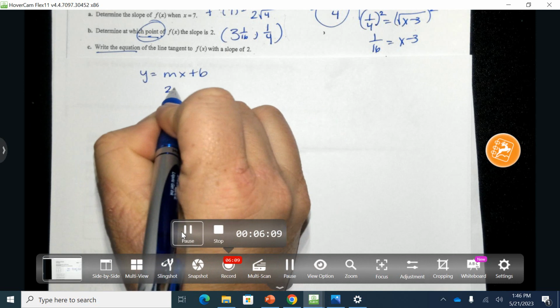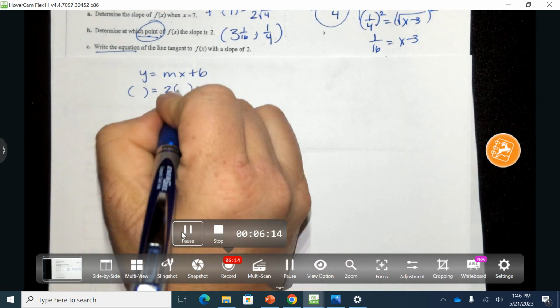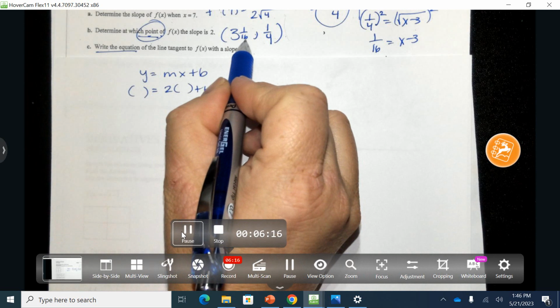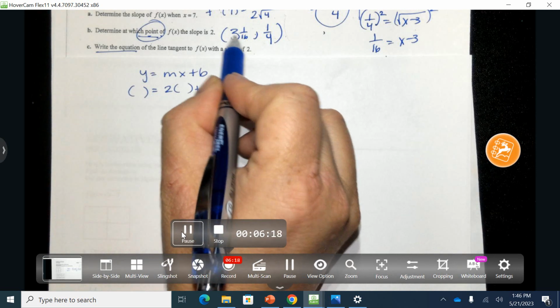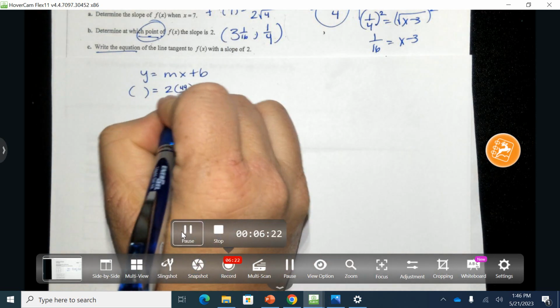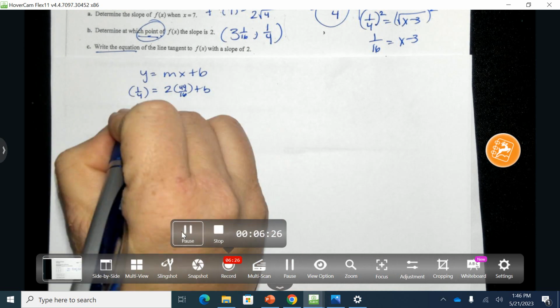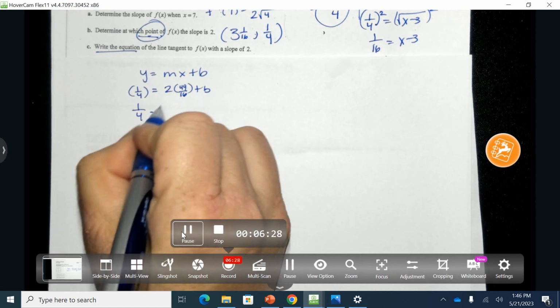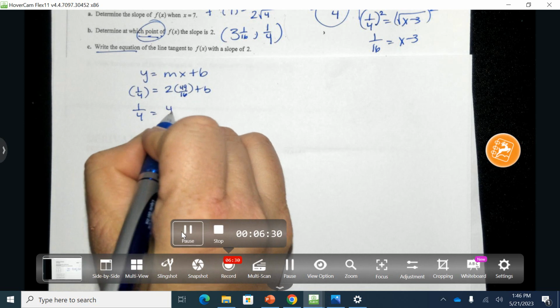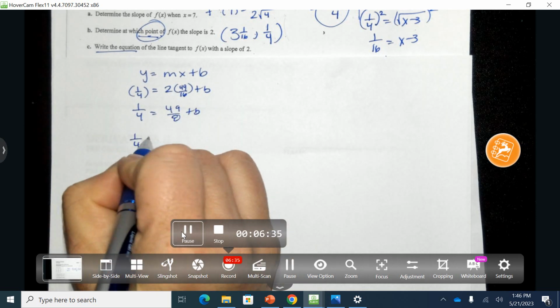I replace m with 2, and I know a corresponding ordered pair here of 3 and 1/16. Okay, I'm going to put that into an improper fraction. 3 times 16 is 48 plus 1. This is 49 over 16, and the y value is 1/4. So I have 1/4. Now if I reduce this, this is a 1 and it becomes an 8. 49 over 8. I'm going to move it to the opposite side by subtracting.